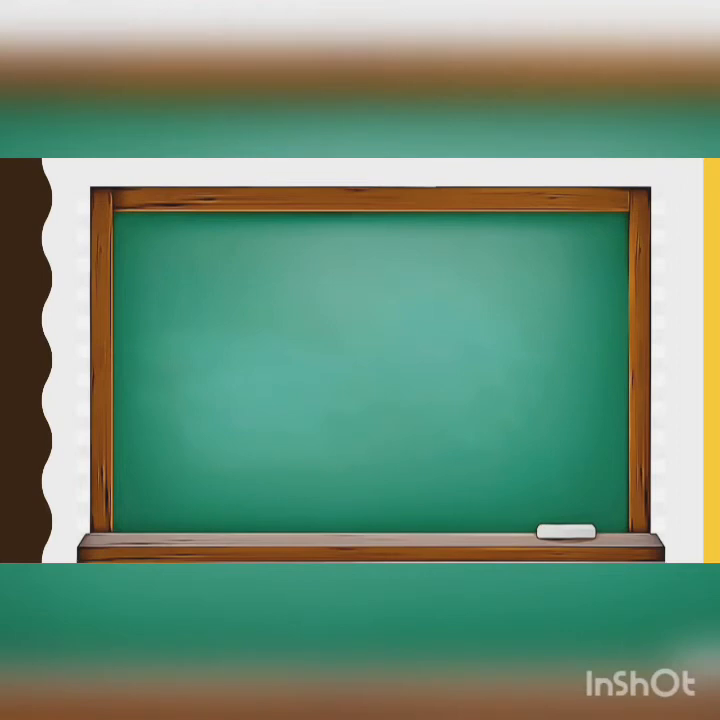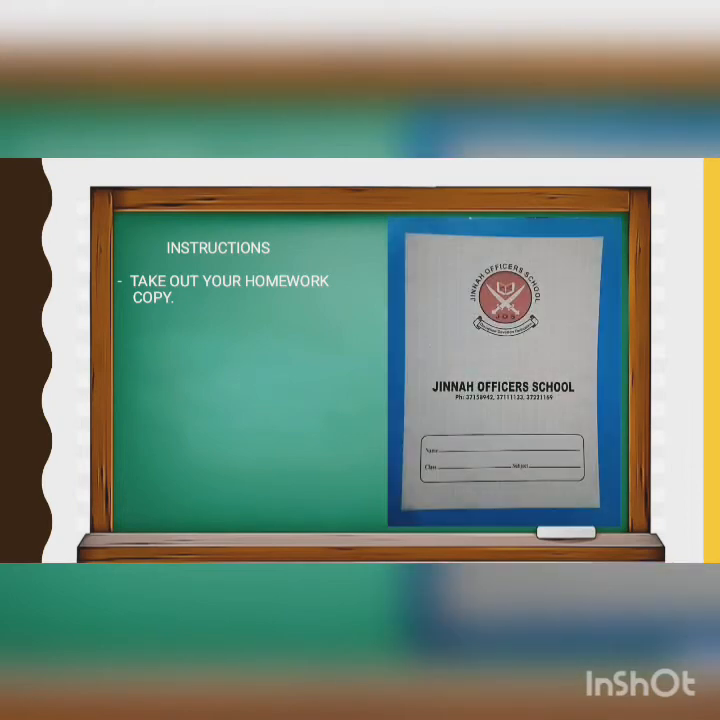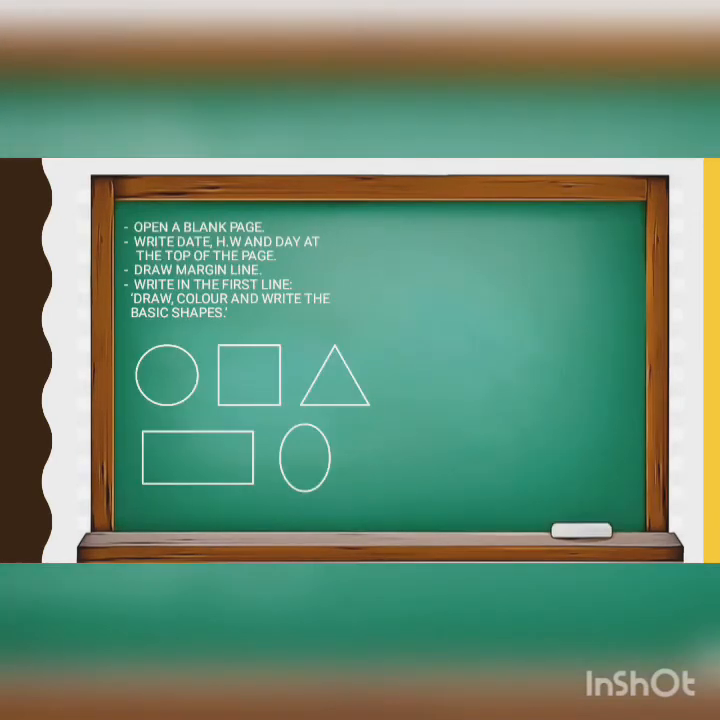Now what you have to do is take out your homework copy, your English homework copy. You can see the picture of your English homework copy on your screens. Now open a blank page, write date, homework and day at the top of the page like you always do when you do your homework and classwork. Draw a margin line and write in the first line, draw, color and write the basic shapes.